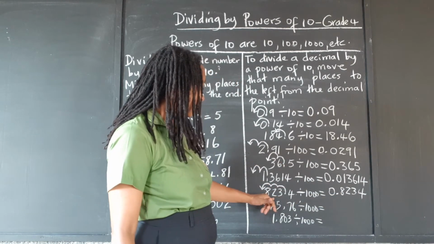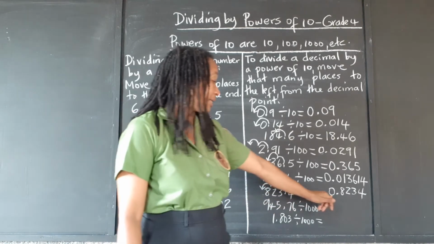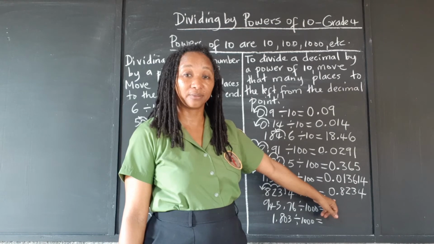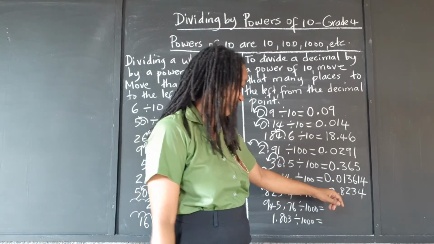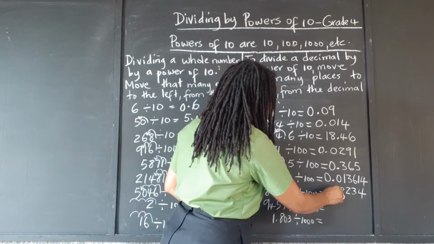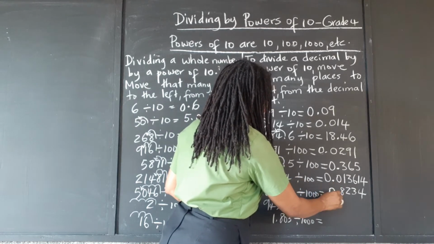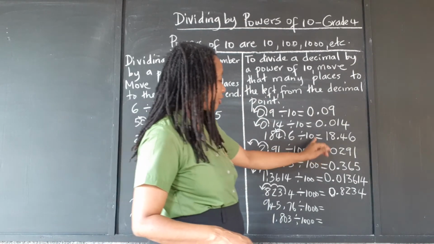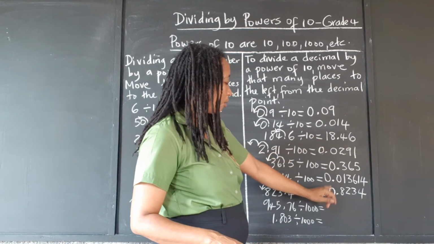This has 823 as a whole number. This has 0. No whole number. Actually, 0 is a whole number, sorry. But no digits, no ones there. Okay? So 0 is a whole number, even though here it's just acting as a placeholder.